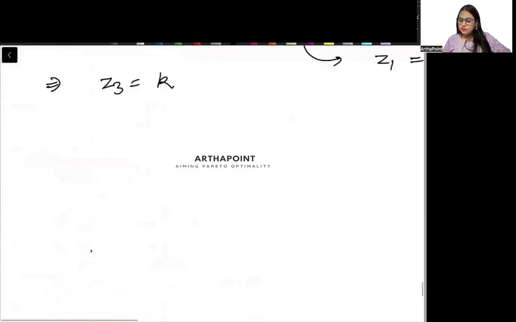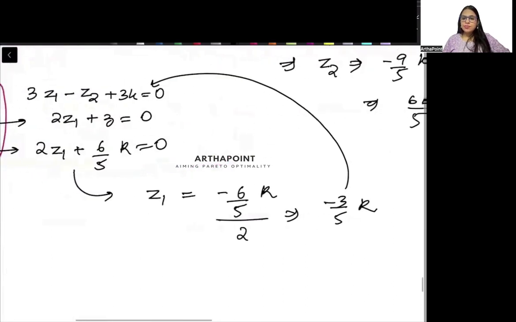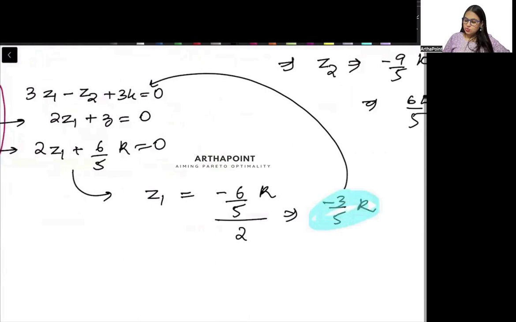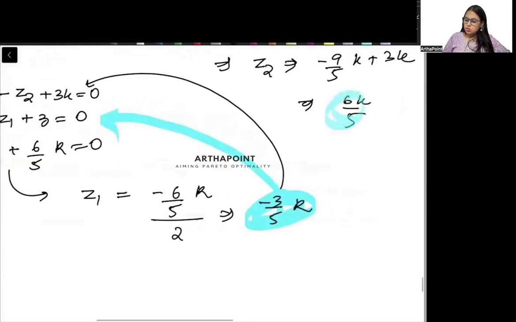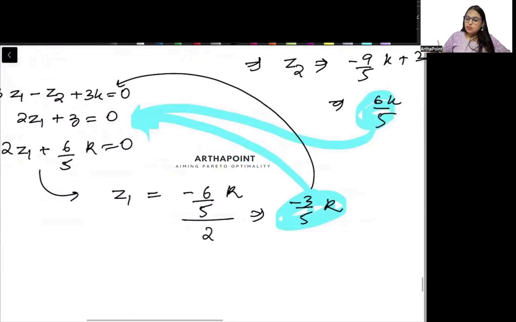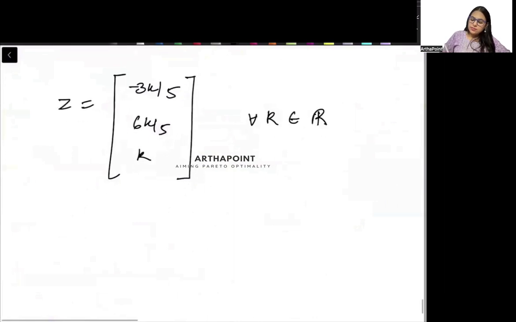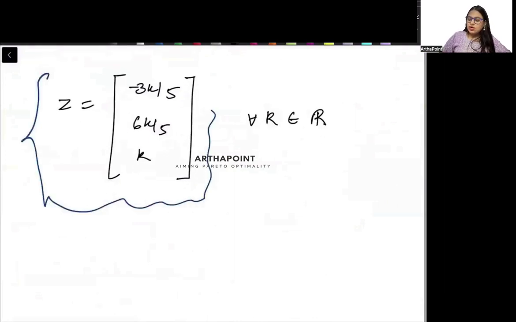Did you understand? If you want, you can solve for one particular value also. You can put Z1 here and Z2 here in the third equation, so you will get k as 0, but that will not make a lot of sense. Are you understanding what I am saying? So we have given a generic solution that if P is equal to 6 by 5, then my Z vector will look something like this, and this will be the answer to this question. Okay, beta? Okay, thank you.